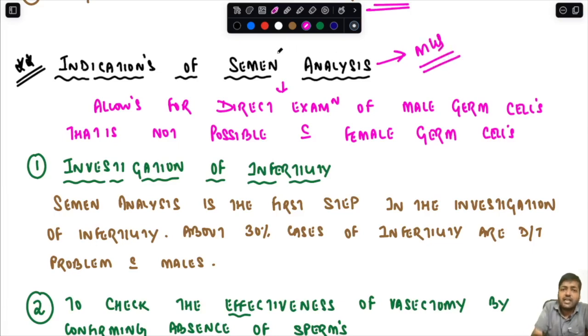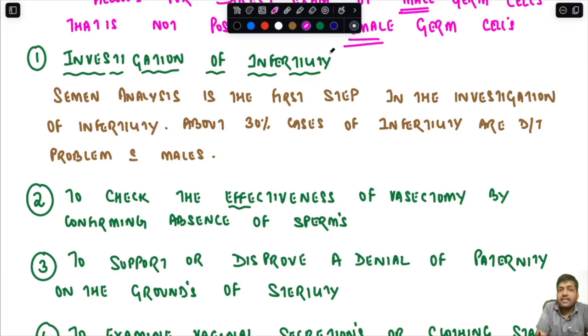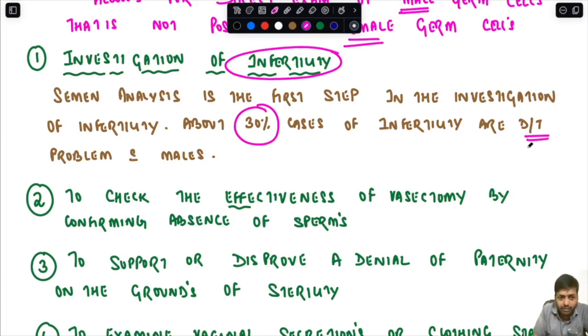So what are the indications of semen analysis? It allows for direct examination of the male germ cells that is not possible with the female germ cell. So that is why semen analysis becomes very important. The first major indication is investigation of infertility. In the exams, when students are asked this question, they only answer infertility, and after that they are not able to say anything. So semen analysis is the first step in the investigation of infertility, as about 30% of cases of infertility are due to a problem with males.